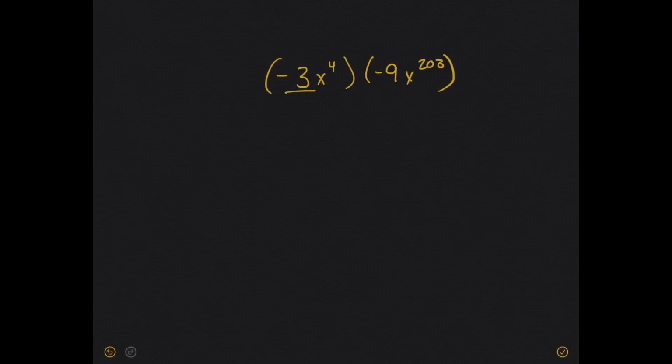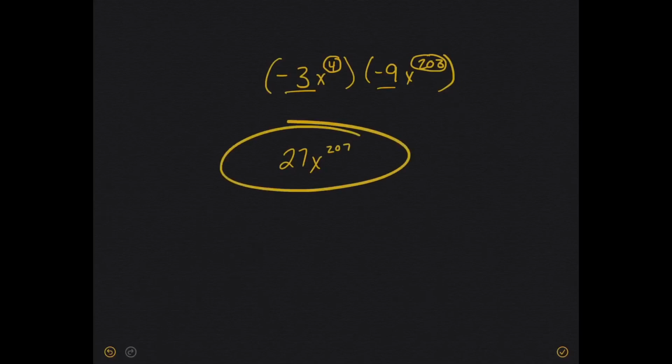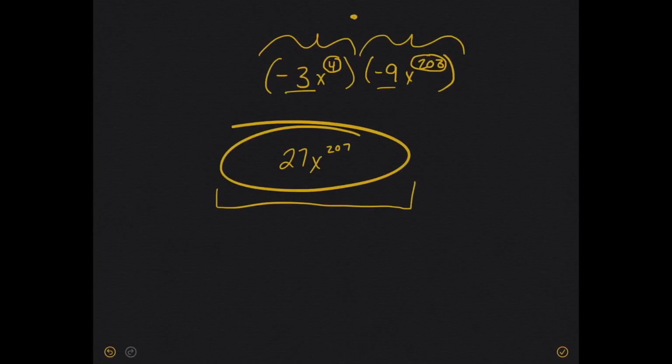So negative 3 times negative 9. A negative times a negative is a positive, and 3 times 9 is 27. And then in order to get our exponent, all we have to do is 4 plus 203, which is 207. So then we've taken two monomials, so this is a monomial, and this is a monomial, and we've multiplied them together in order to get a single monomial once again. Hopefully, this is now really easy and you're going to have no trouble with it.